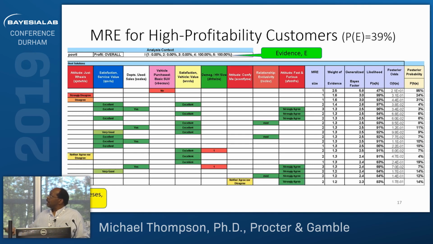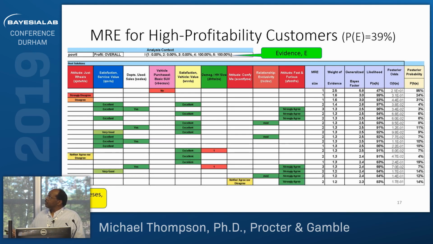I also added a column. This column doesn't naturally appear, but it's derived directly from the posterior odds. The posterior probability is just the odds in favor divided by the odds in favor plus 1, and that's what this column represents. And as you can see, these were the candidate variables that were selected for the hypotheses, and these are the states that they were asserted to. The MRE size, well, this just involved 1 variable, so it's 1, 1, etc.